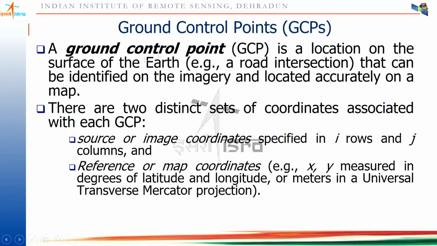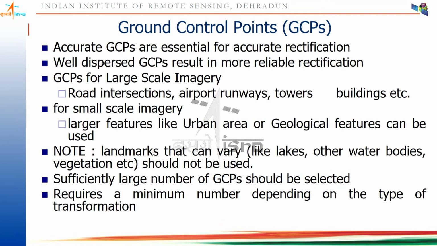So as I was mentioning, the ground control point is a location on the surface of Earth which can be easily identified on the imagery. That means it has two sets of coordinates: a source coordinate, or input coordinates or image coordinates in terms of rows and columns, and reference coordinates or map coordinates, xy, in terms of latitude, longitude, or any UTM projection coordinates. Right? So we need accurate ground control points for accurate transformation. We need ground control points which are well spread over the entire image.